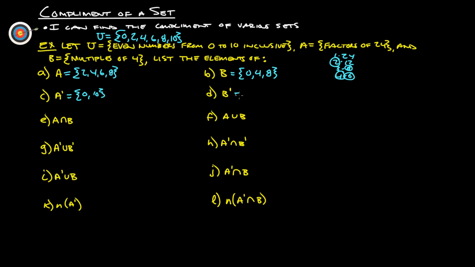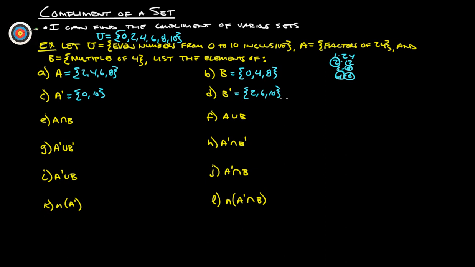B prime. Same idea. Everything that's in the universal set that's not in B is going to be B prime. So B is 0, 4, and 8. So the leftovers are 2, 6, and 10. So 2, 6, and 10 make up B prime.